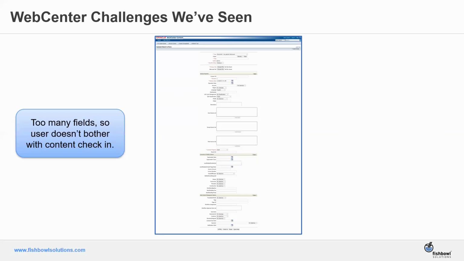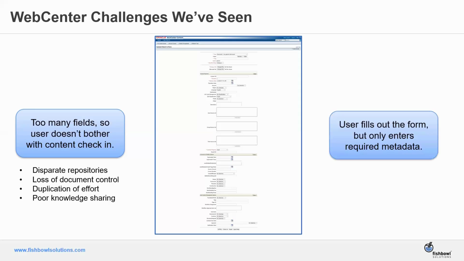So what we normally see is there's too many fields, so nobody bothers to check stuff in. And if they don't check that stuff in, you start getting disparate repositories, a lack of document control, and the ability to have insight into that knowledge sharing. And you get a lot of duplication because it's not being managed properly before it goes in. The user will tend to fill out the form, but only fill out the required fields, because metadata fields can be required or optional, but then the content becomes harder to find. It's harder to target that content if you're using that system to drive interactions with your content, and it's hard to link to any process, and there's really no ownership.